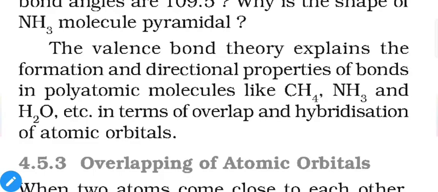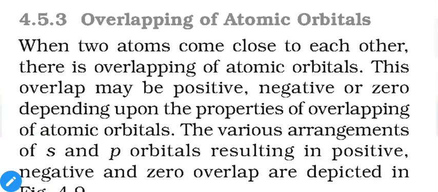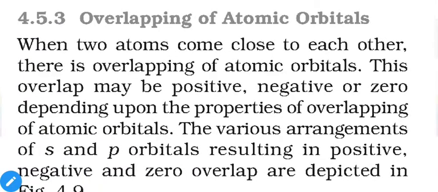Now let us discuss the overlapping of atomic orbitals. We already know that we have different types of orbitals in an atom like s, p, d and f, and all of them have different shapes. s is a spherical orbital, just like a solid ball. p is dumbbell shaped, d is more like a double dumbbell shape, and f orbitals have many different complex structures.